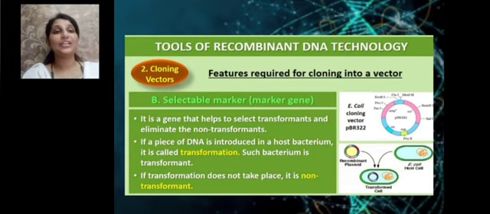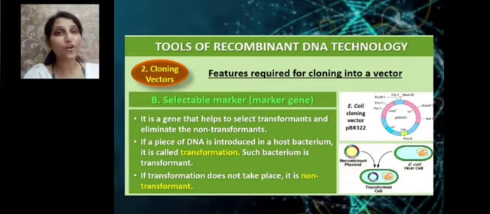The second requirement is that it should have a selectable marker. Again, it is a gene. We know a plasmid is nothing but a DNA, so it is a sequence of nucleotides. It is a gene that helps to select transformants and eliminate the non-transformants. In the previous modules, I told you about the transformant. When the plasmid or recombinant DNA is received by a host, it gets converted to form a transformant.